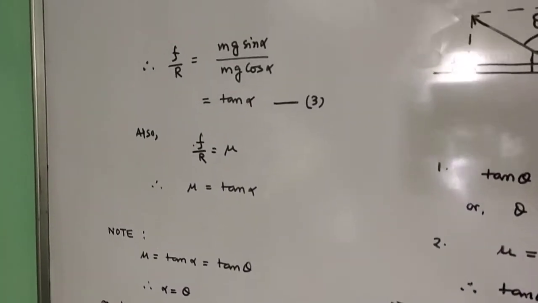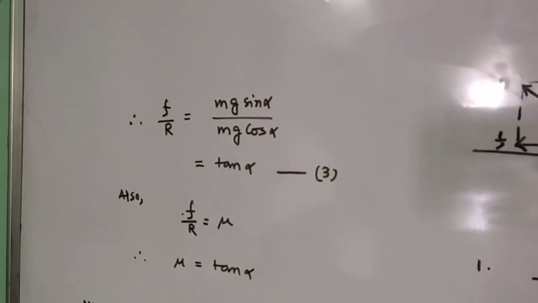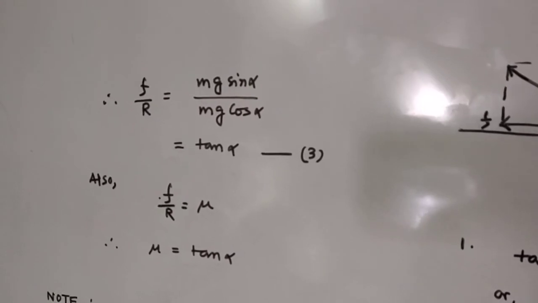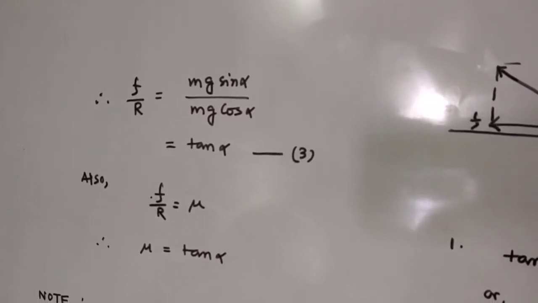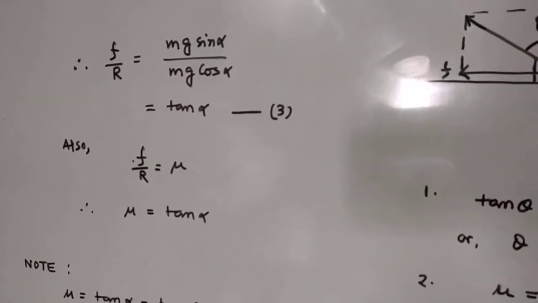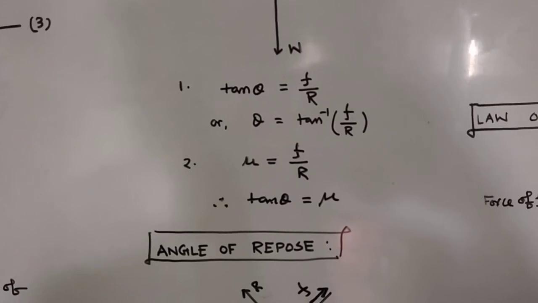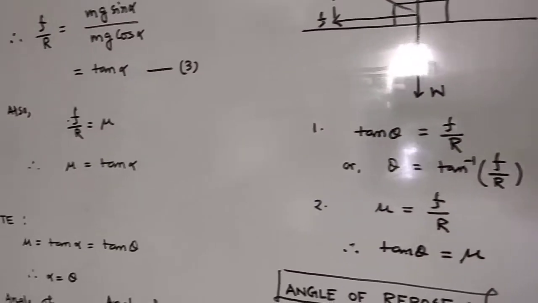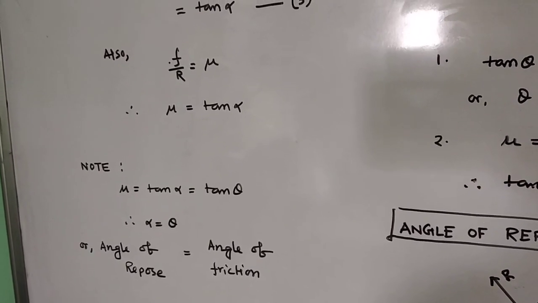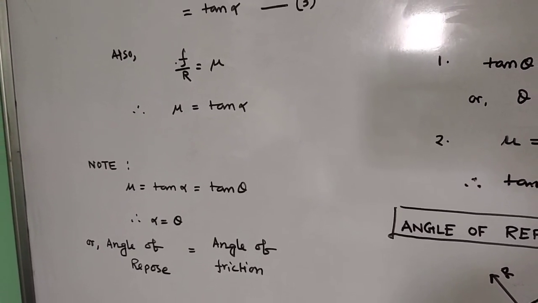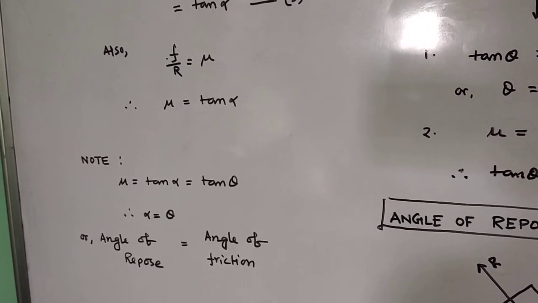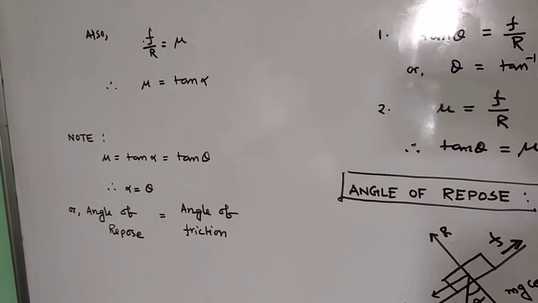Now if you simplify F by R, mg sin alpha by mg cos alpha, so mg goes off, tan alpha. And also from the law of friction, F by R equal to mu, so you can say mu equal to tan alpha. So you can say that tangent of the angle of repose is equal to the coefficient of friction. So here also we have got tangent of the angle of friction is equal to the coefficient of friction. So from here you can conclude that mu equal to tan alpha equal to tan theta. So you can say alpha equal to theta. So alpha is the angle of repose and theta is the angle of friction. So you can say angle of repose is equal to the angle of friction.